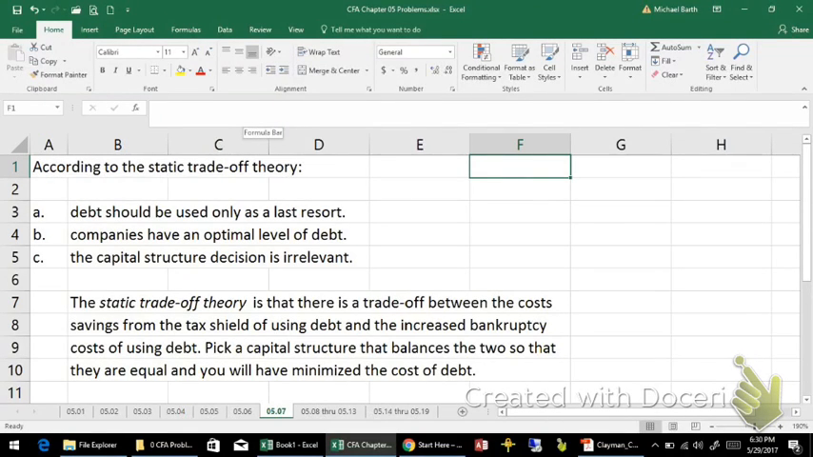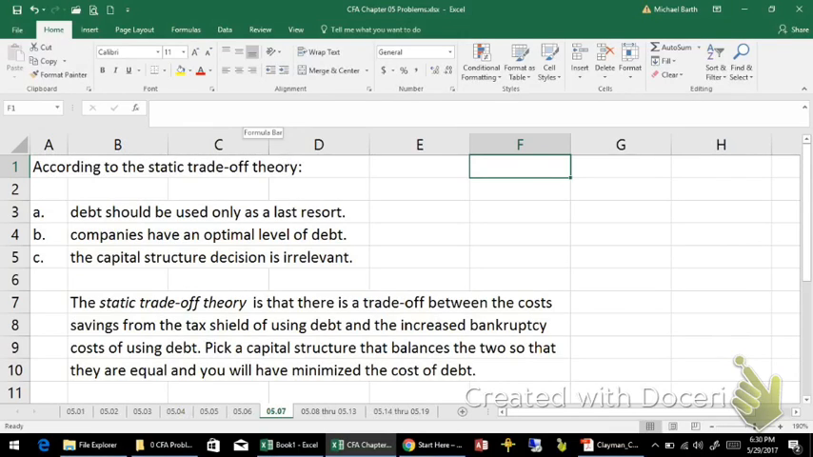This is problem 7 from chapter 5 of the CFA Institute textbook, Corporate Finance: A Practical Approach, 2nd edition. And this is asking about the static trade-off theory.